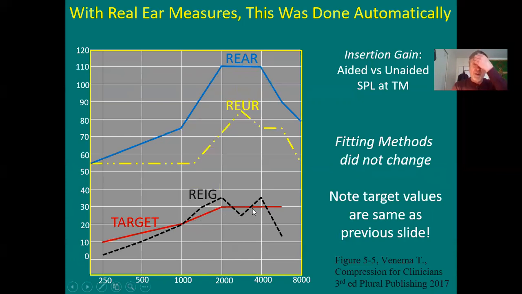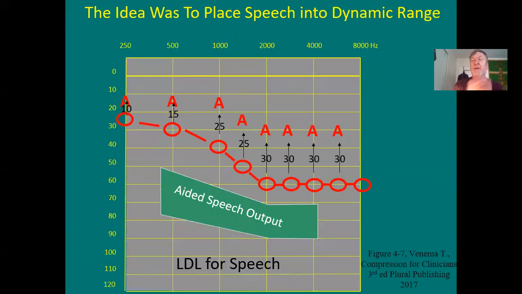Look what it says on the right. Fitting methods did not change. And notice closely, the target values in red, the target, okay, is identical to the A's. And I just did that on purpose on these two slides to emphasize that the fitting methods didn't change. So look at your letter A's, look at where they sit on the screen. In this case, it was the half gain rule, so that's what they chose.